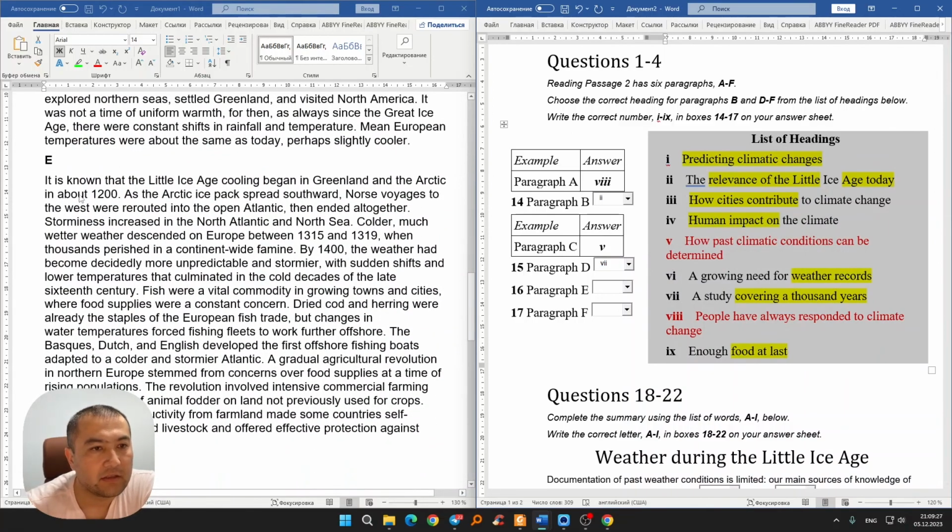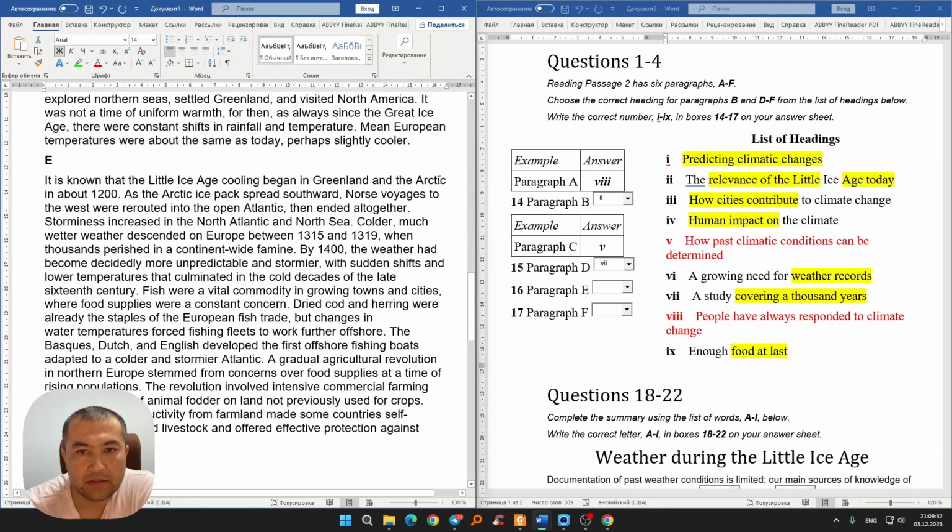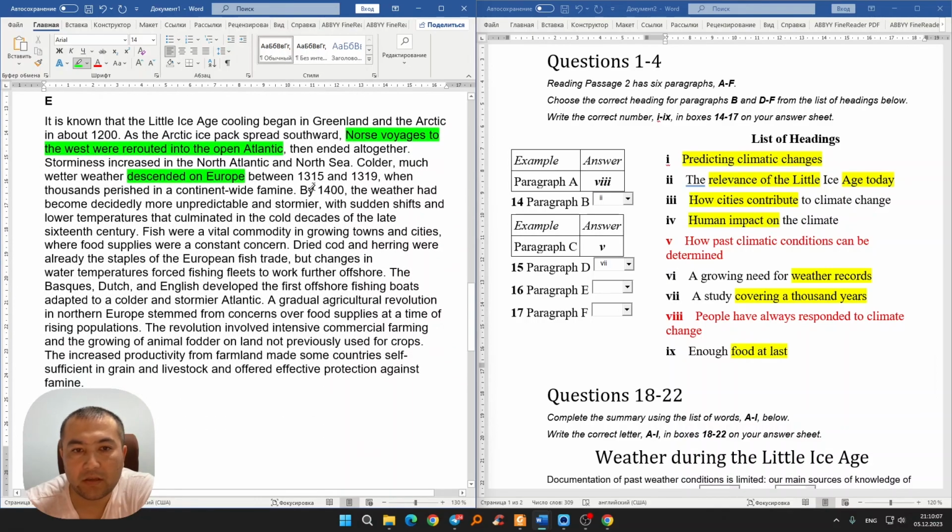Paragraph E. It's known that Little Ice Age's cooling began in Greenland and the Arctic in about 1200, as the Arctic ice pack spread southward. Norse voyages to the west were rerouted to the open Atlantic, rerouting, which means changing, and then ended altogether. Storminess increased in the North Atlantic and North Sea. Colder, much wetter weather descended on Europe between 1315 and 1319, when thousands perished in continent-wide famine. By the 1400s, the weather had become decidedly more unpredictable and stormier, with sudden shifts and low temperatures that culminated in the cold decades of the late 16th century.